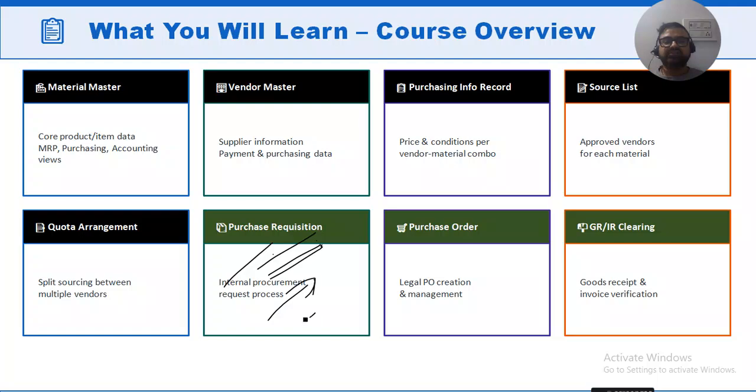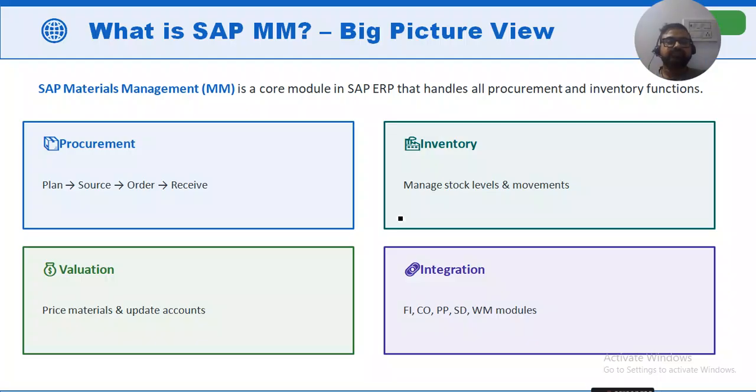So once the purchase requisition is created, then we create the purchase order, and that purchase order number is sent to the vendor. Once the material is received, we do the GR, and after GR, we do the invoice verification, IR, and the payment. So these are the things. Now we will go to the next slide.